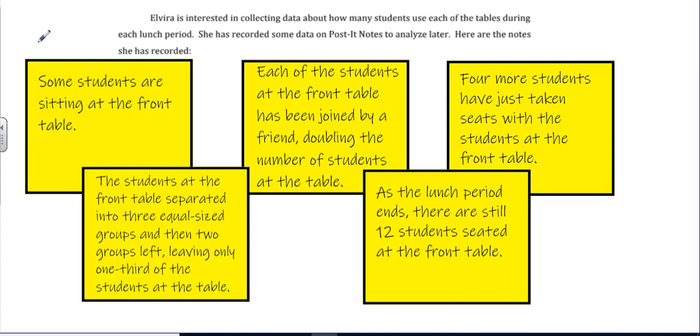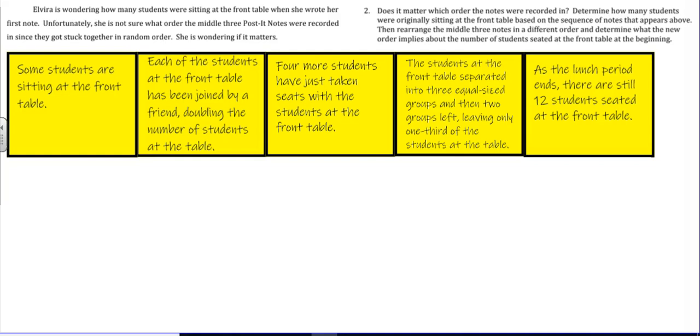Elvira is interested in collecting data about how many students use each of the tables during each lunch period. She has recorded some data on Post-it notes to analyze later. Here are the notes that she's recorded. Elvira is wondering how many students were sitting at the front table when she wrote her first note. Unfortunately, she's not sure what order the middle 3 Post-it notes were recorded in, since they got stuck together in random order. She's wondering if it matters. We need to determine how many students were originally sitting at the front table.